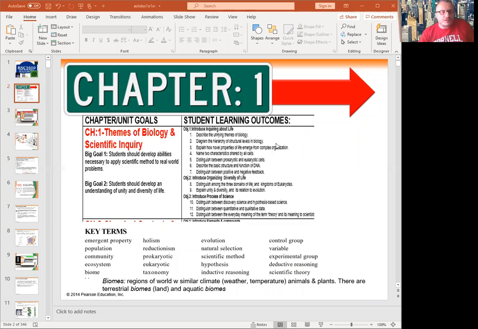Today I'm going to cover chapter 1, evolution, themes of biology and scientific inquiry. And we have two big goals. Big goal number 1, students should develop abilities necessary to apply the scientific method to real world problems. Big goal number 2, students should develop an understanding of the unity and diversity of life.